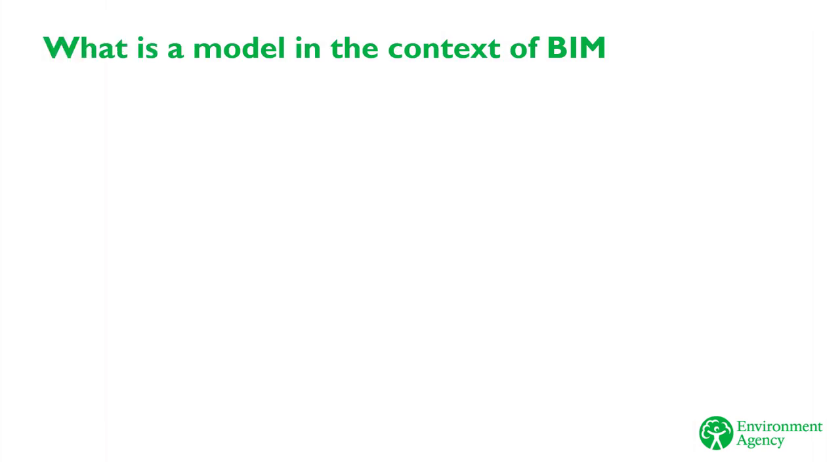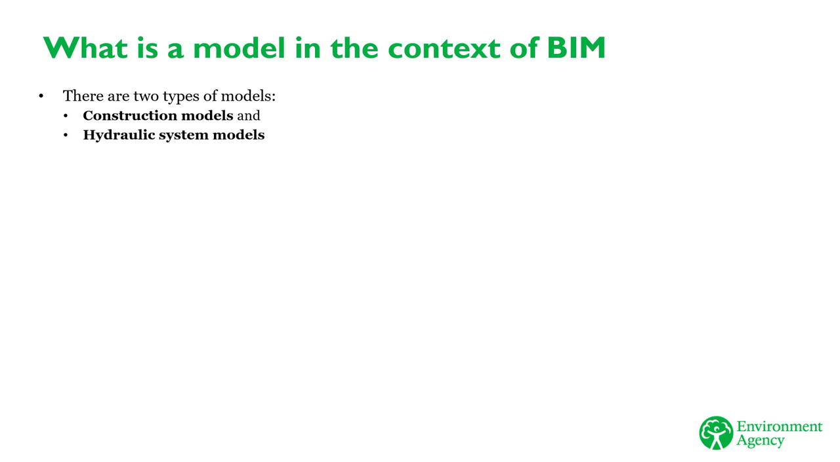What is a model in the context of building information modeling, BIM for short? There are two types of model forms in common use by the Environment Agency. These are construction models, which represent assets such as office buildings, plant process facilities, or defense systems, and hydraulic system models, which represent fluid systems.